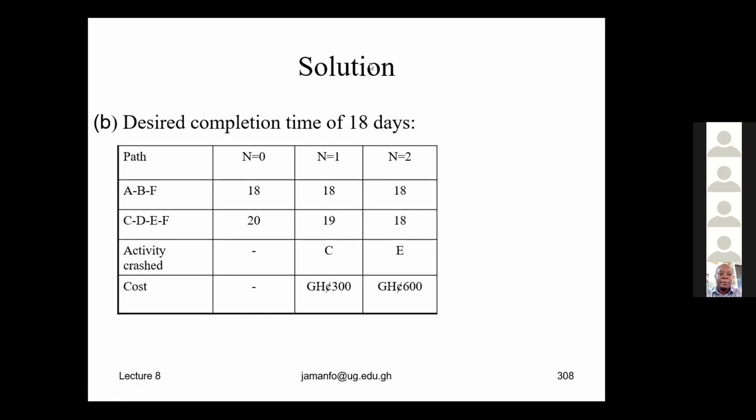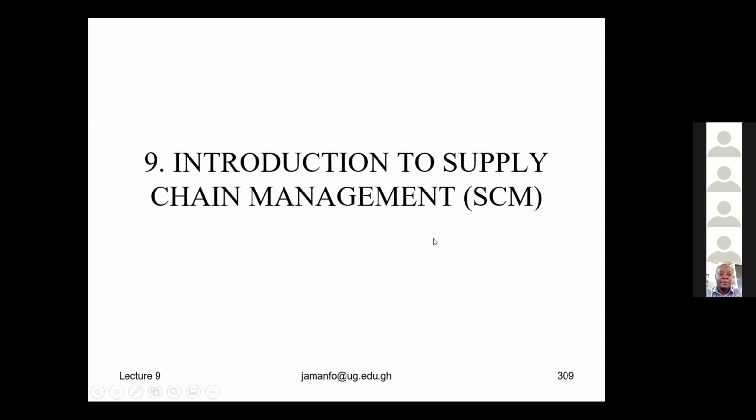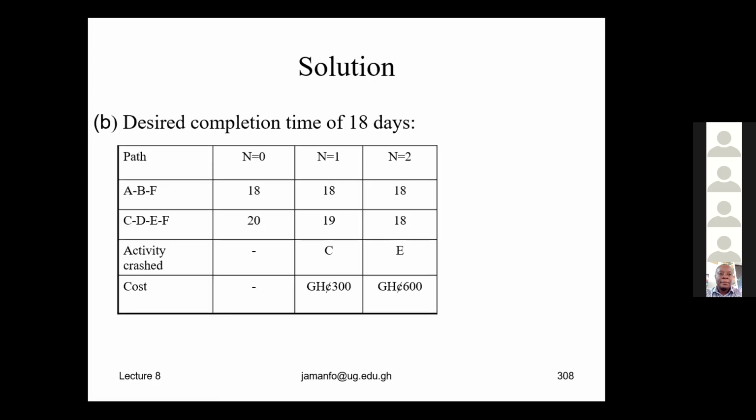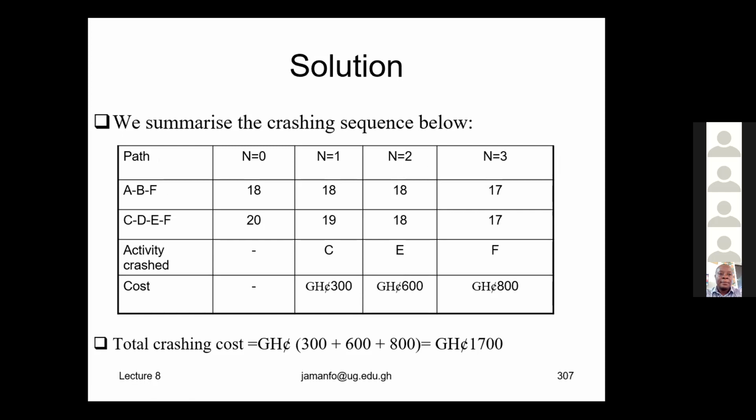Sir, I didn't see you saying we can crash D. Is it that we can crash D, or we can take any of the common components at the critical path? Why should we crash D? D is a critical activity, but why should we crash D?